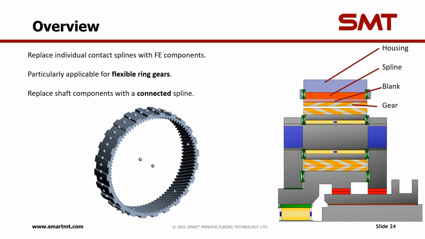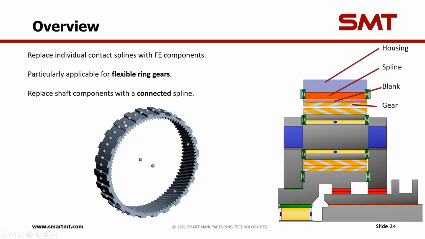So as with other areas of MASTA, we don't directly replace the actual spline component itself with FE. We are replacing a shaft component with the FE, and then whatever is attached to that shaft can also be replaced. So for example, with the example here, we'll be replacing this actual shaft here, which is the blank essentially. And as part of that model, we're also bringing in the corresponding gear teeth and the spline teeth as well. And that will then be connected into the housing.